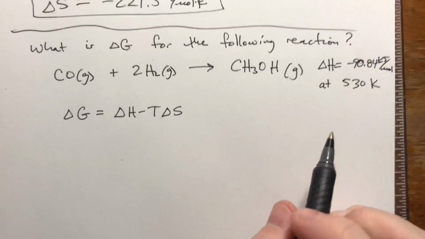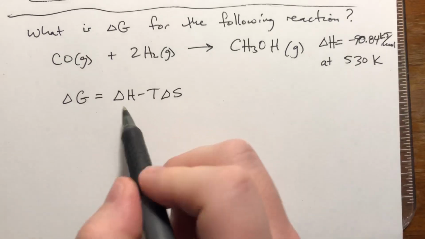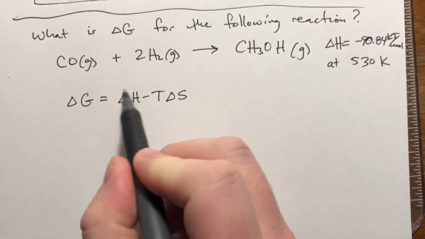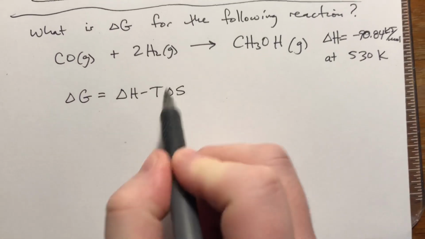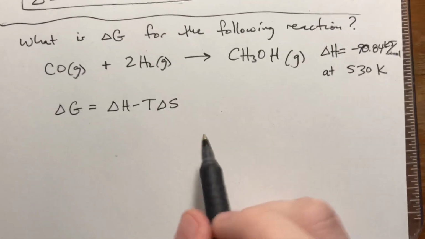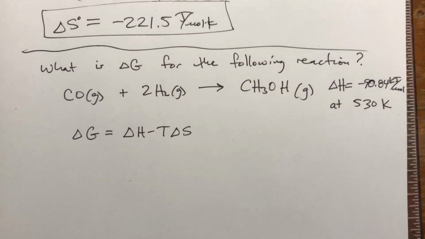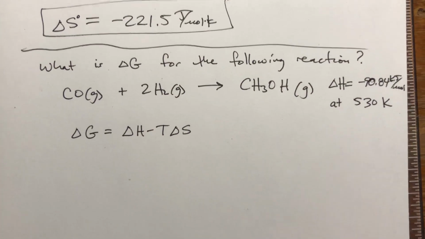As far as spontaneity of a reaction, we would like delta G to be negative, and so it is helpful if delta H is negative, and because of this minus sign, we would like delta S to be positive. Okay, so really what we need to do is just plug all these values in and make sure the units cancel out.